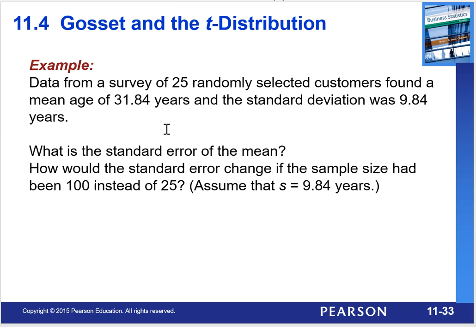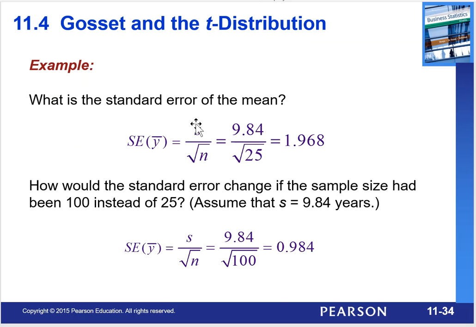Let's start over. Data from a survey of 25 randomly selected customers found a mean age of 31.84 years and a standard deviation of 9.84. So this is talking about the sample. We're going to find the standard error, and then ask ourselves, how does the standard error change when I use a sample size of 100 instead of 25? Let's take a look. I take the standard deviation of the sample, divide by the square root of the sample size, and I get 1.968.